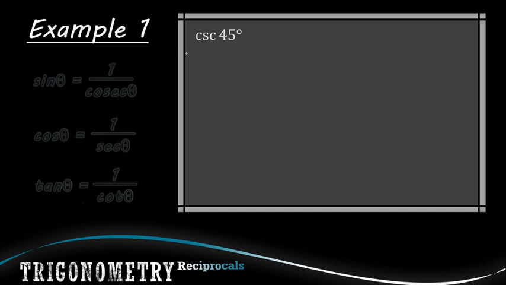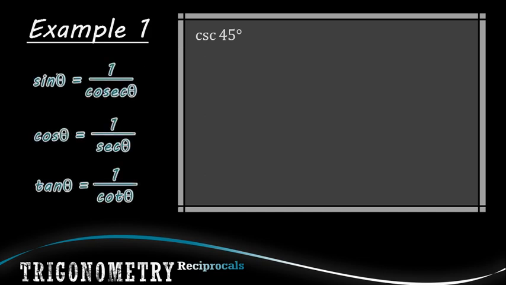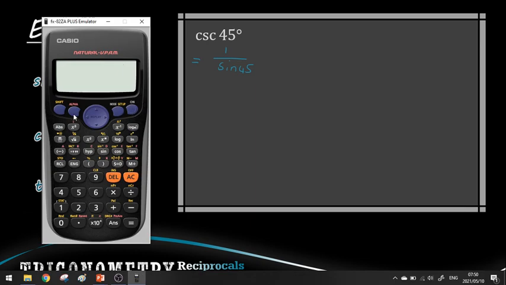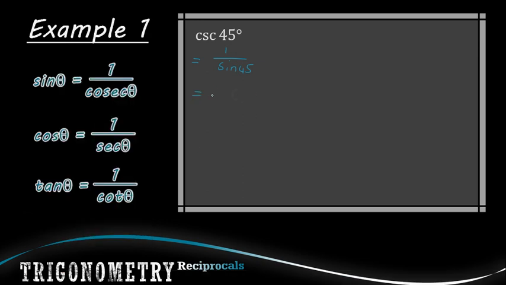Now if we look at the reciprocals, we see that cosec belongs to sine, and that means I can rewrite cosec as 1 over sine 45. And then I just type that into the calculator. So we have 1 over sine of 45, and that gives me square root of 2.